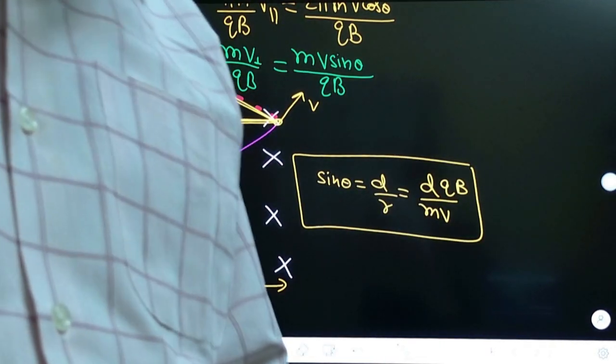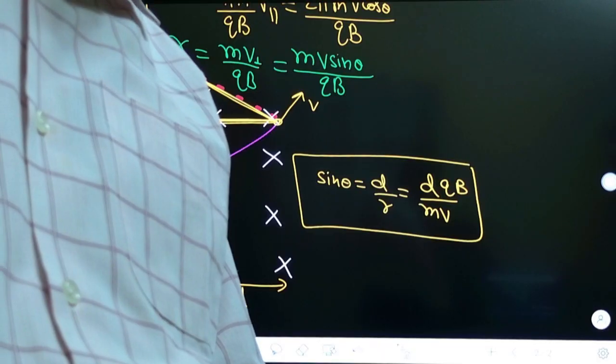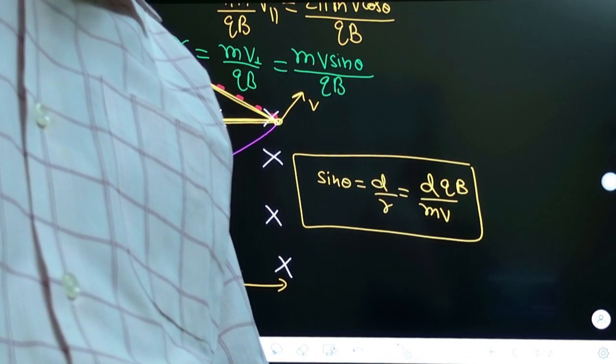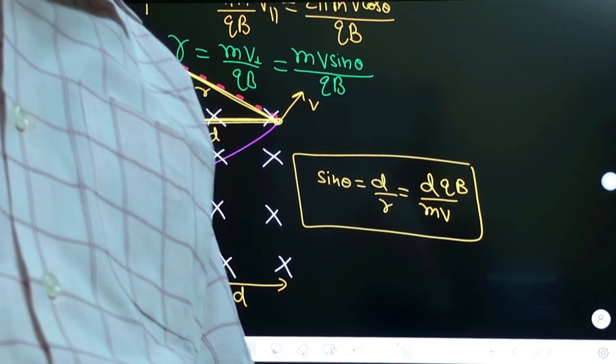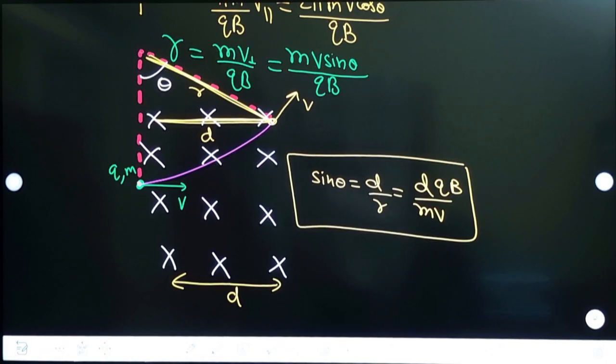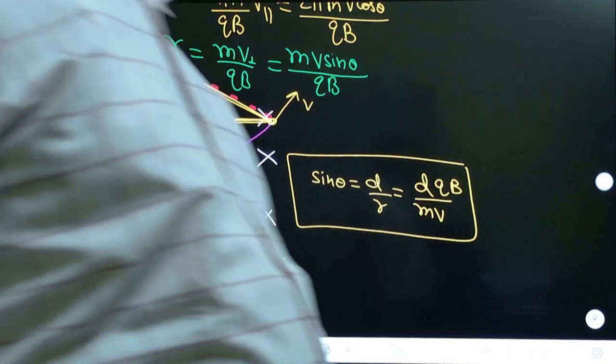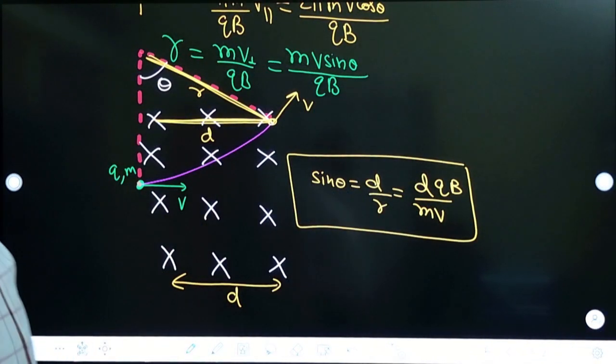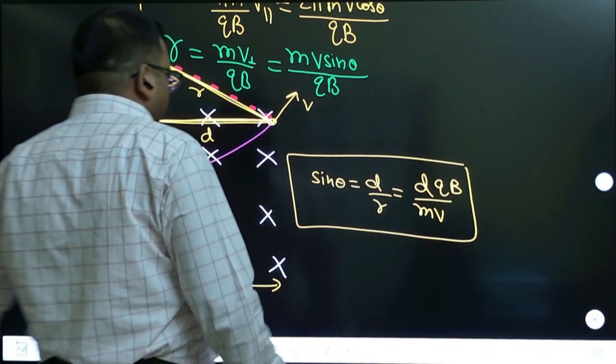What about the magnetic effect chapter? Any doubt in this chapter? Tell me. Magnetic field due to an infinitely long wire carrying current, right? Okay, let's take that.